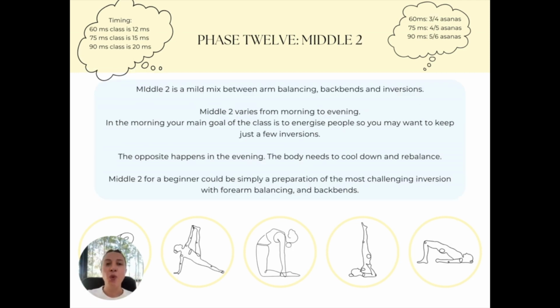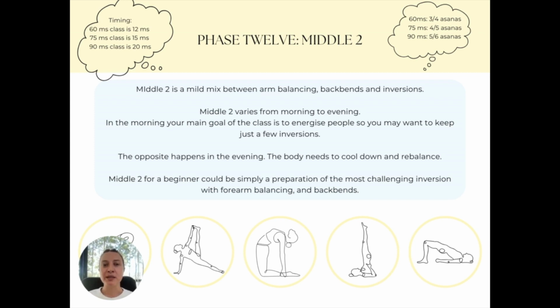Phase number 12. Well, the timing in the middle two sequence for 60 minutes class is 12 minutes, which is normally 3 to 4 asanas. A 75 minutes class is 15 minutes, which is normally 4 to 5 asanas. 90 minutes class is 20 minutes. Sounds a lot, but it's actually not. 5 to 6 asanas. Because also, you have to consider the time to let them in, like the explanation to get them in the asanas, the time to let them out, to guide them out of the asanas, and maybe you want to contrapose that asanas as well.